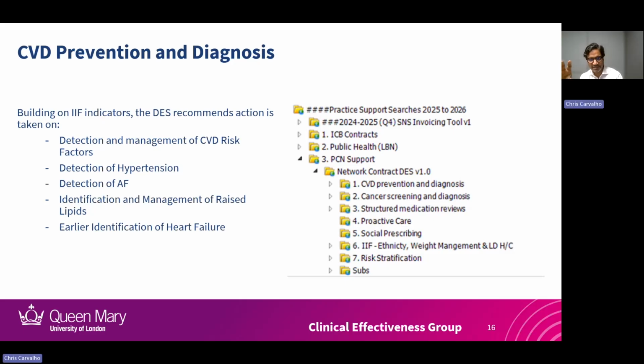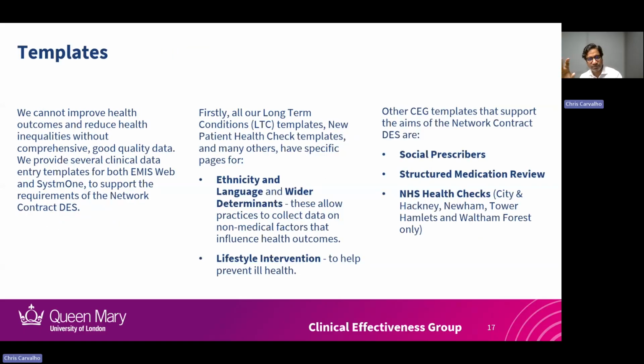The key for this is that there are the searches there to tackle this. The other thing there, though, is that we provide our templates. And in many of our templates, we often need to develop some new ones for each of the contracts. That's really to make sure that we are collecting all of the relevant data through the right codes so that we can improve the health outcomes and reduce inequalities with good quality data. And we've got lots of templates. We've got some very complex ones. We've got some which are smart.